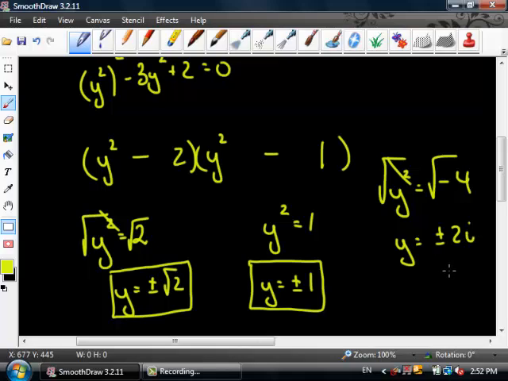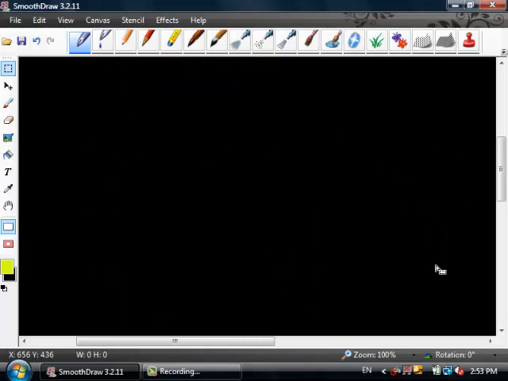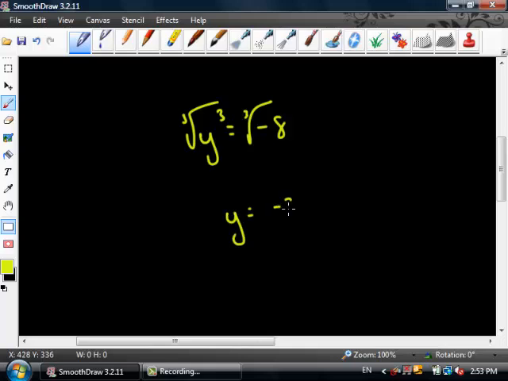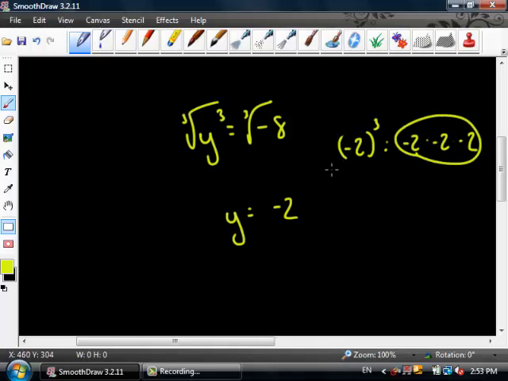If it was y to the 3rd equals negative 4, would that be no solution? If it was y to the 3rd equals, say, negative 8, you would take the cube root of both sides. So y would equal negative 2. Right? Because negative 2 to the 3rd, Stephanie, is negative 2 times negative 2 times negative 2. So you can have a negative number resulting from an odd root.